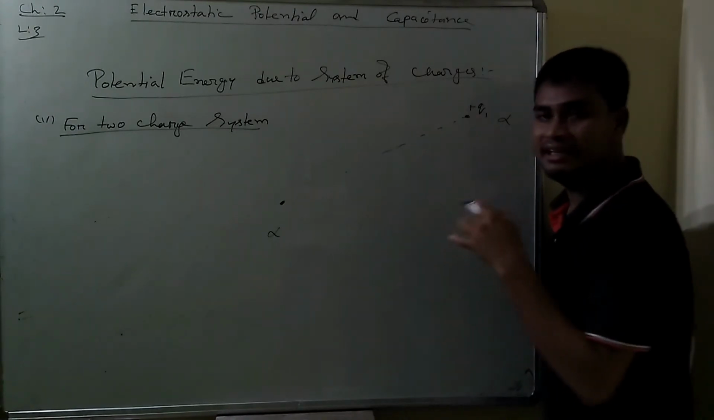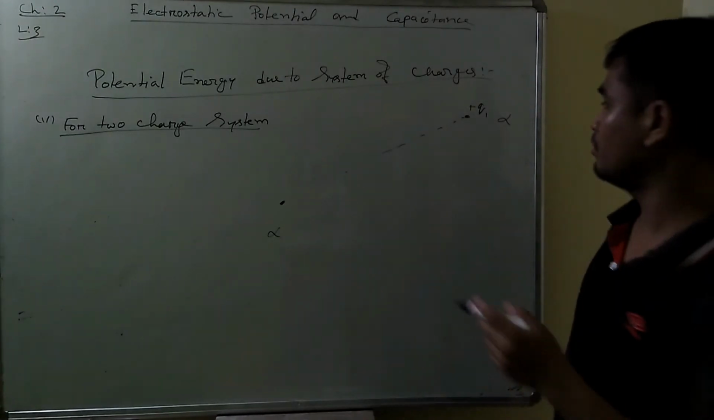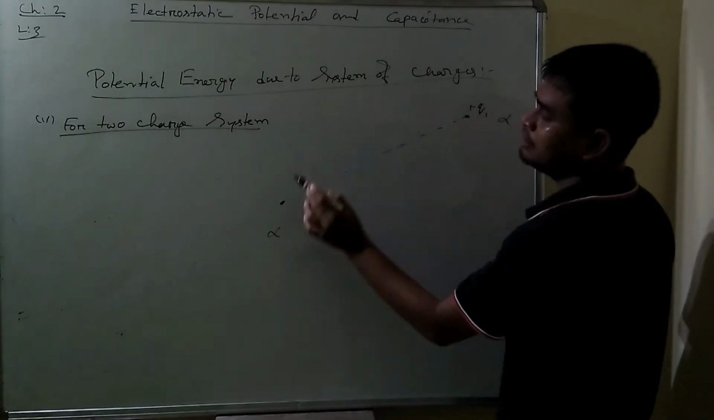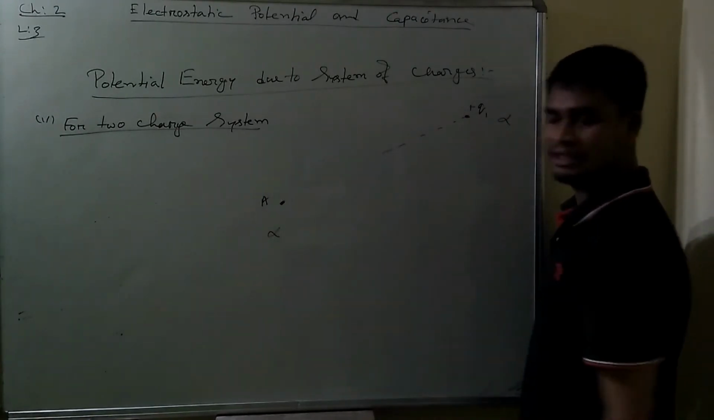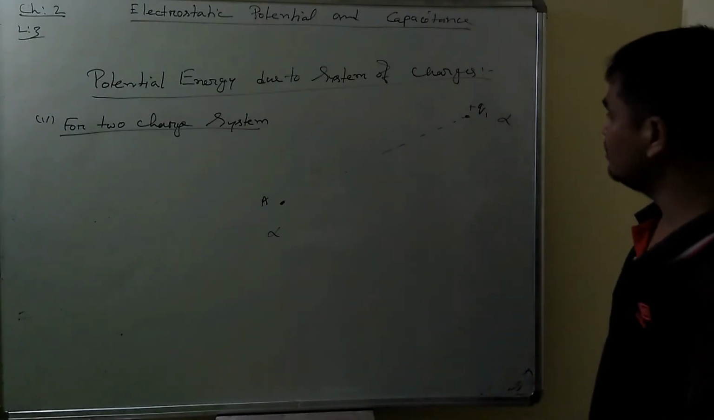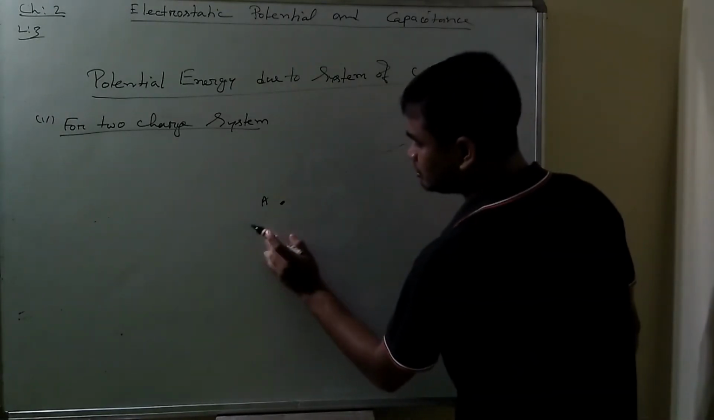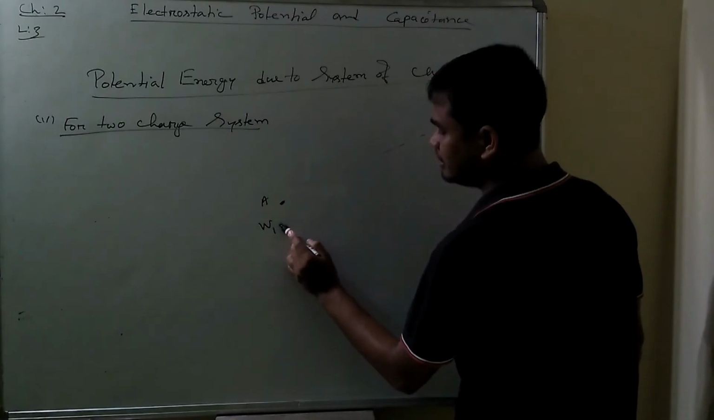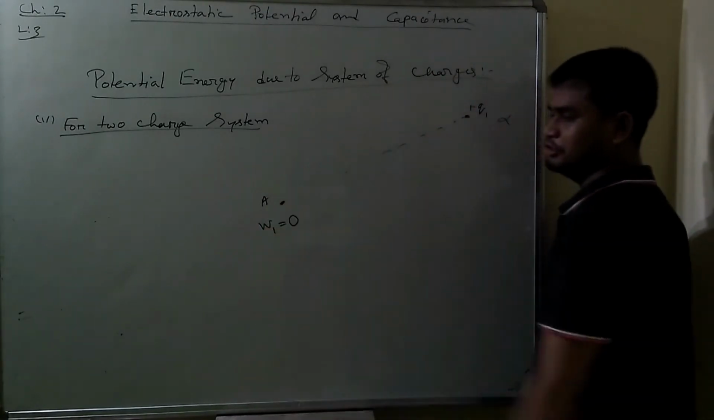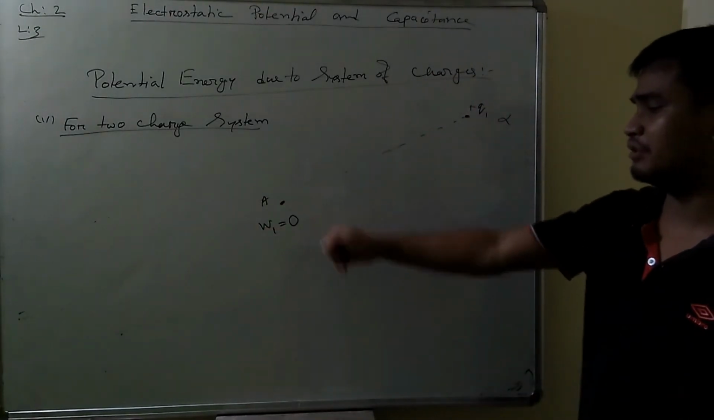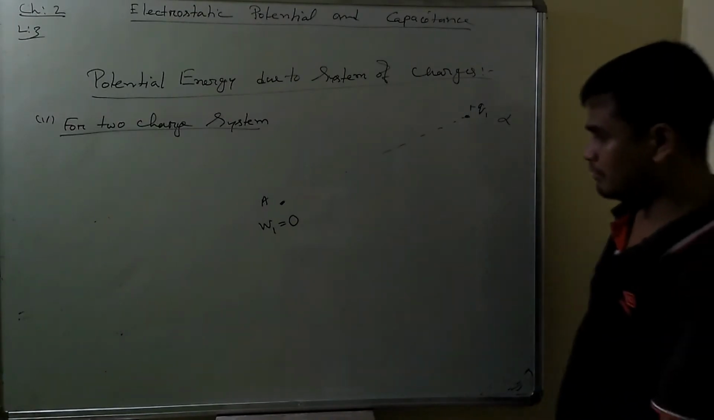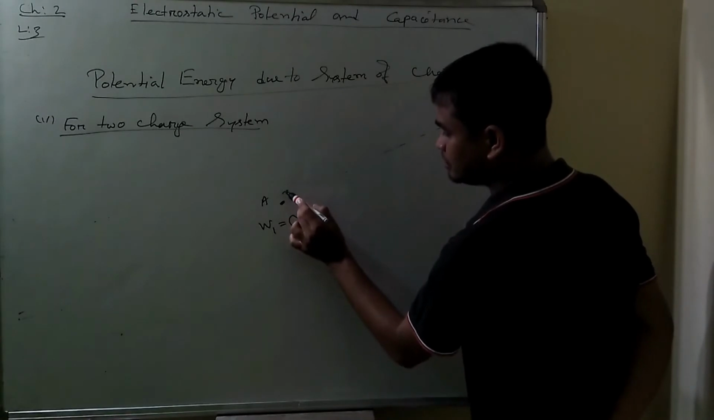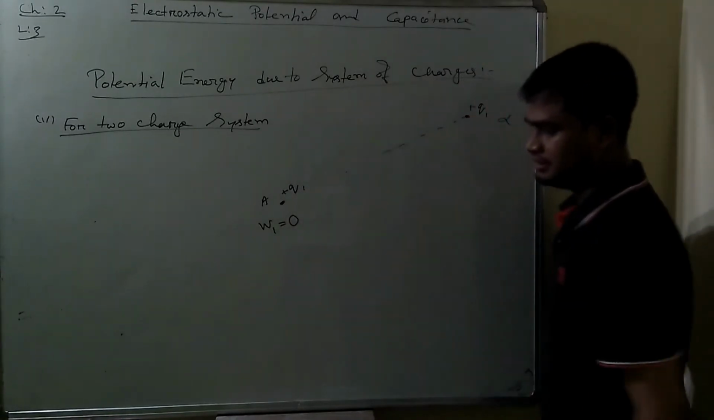Therefore, we need not do any work to bring this charge Q1 from infinity to position A. Clear? So, the work done to bring this charge from infinity to this position A is W1, and it is equal to 0. Clear? Now Q1 is at this position.